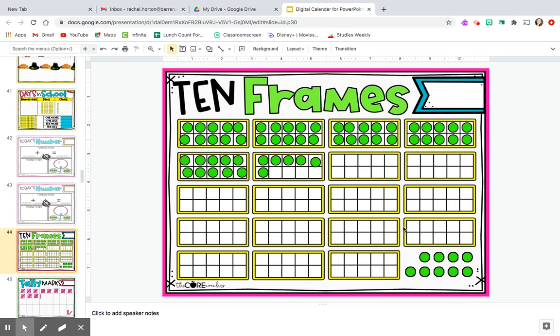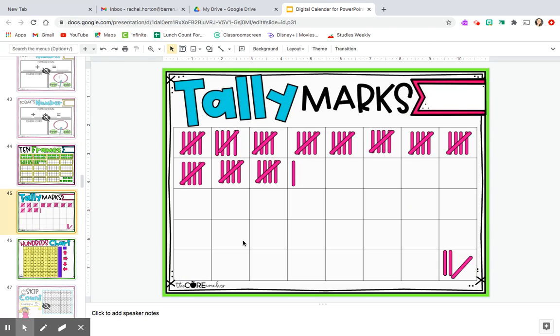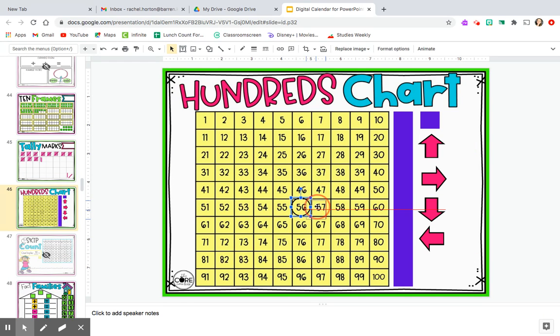Let's go ahead and add another circle in our 10 frame. These are also a group of 10 in each 10 frame. So 10, 20, 30, 40, 50, 51, 52, 53, 54, 55, 56, 57. Okay, let's add another tally mark. Tally marks, we count by 5. So 5, 10, 15, 20, 25, 30, 35, 40, 45, 50, 55, 56, 57. Let's move our circle. 57 is a 5 and a 7, or 5 tens and 7 ones.